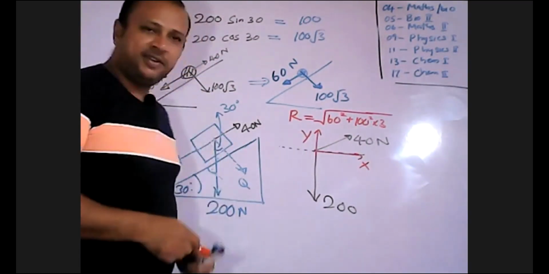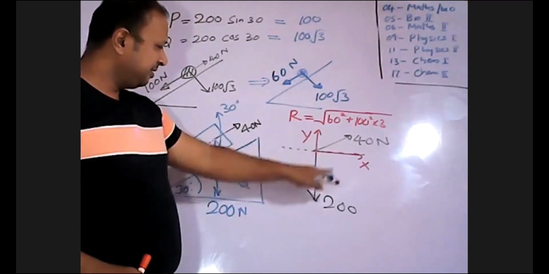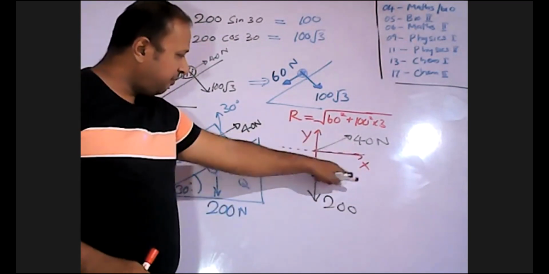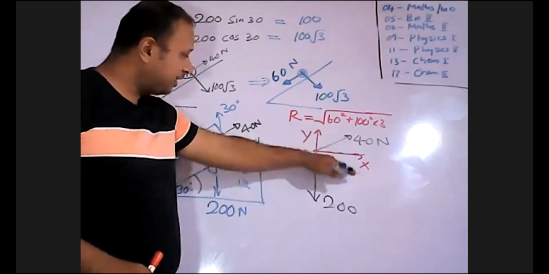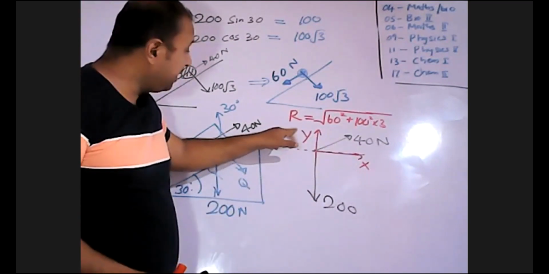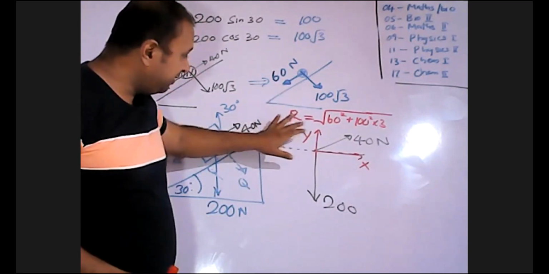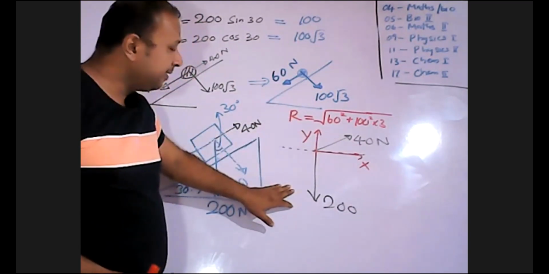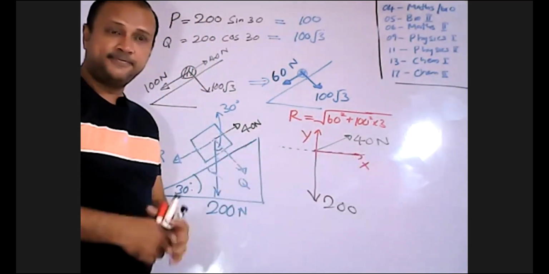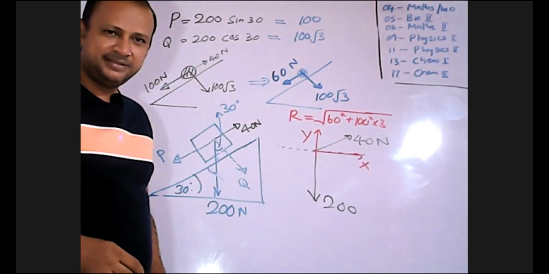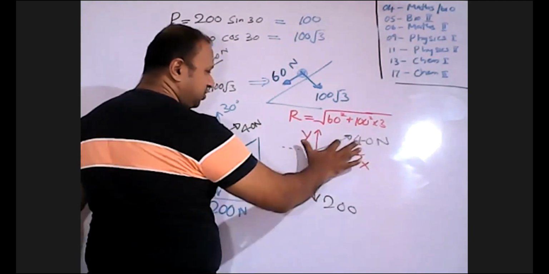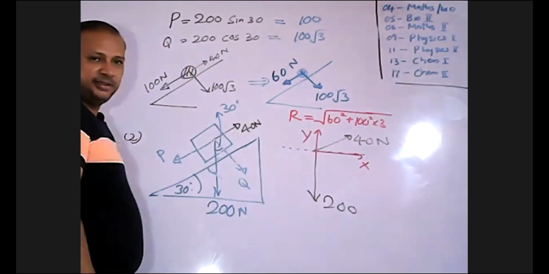Instead of resolving 200 Newton, he resolved the 40 Newton into x and y. Then he can take the resultant force of y and 200 Newton, and he has another force which is equal to x. Instead of resolving this, he resolved this one.